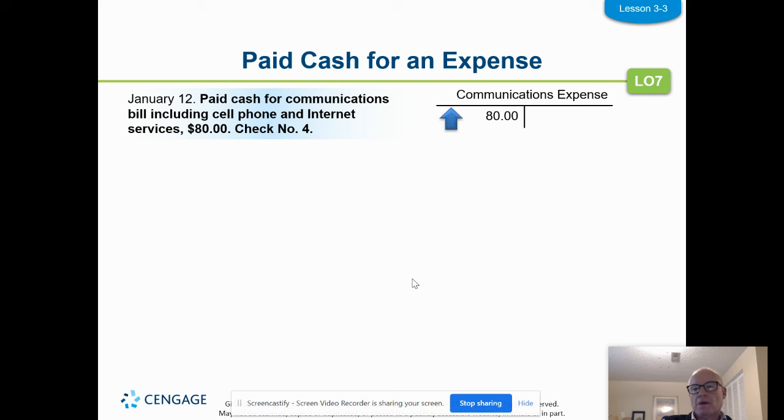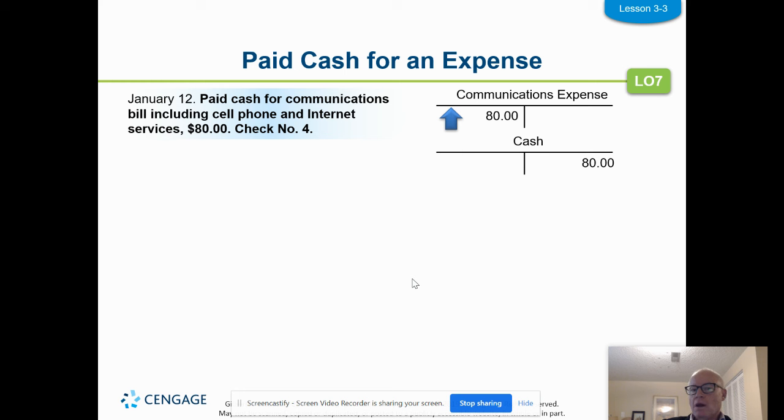All right. We increase an expense with a debit. Now, communications expense is under owner's equity. We increase owner's equity with a credit. Well, communications expense is a reduction in owner's equity, but we increase an expense with a debit. It ultimately will decrease owner's equity. That may be one of the more challenging concepts right now as we go through these debits, credits, increases, decreases.